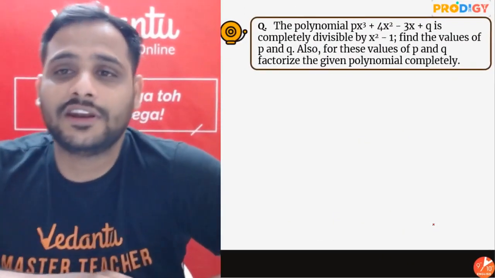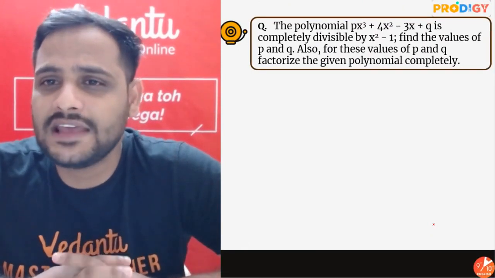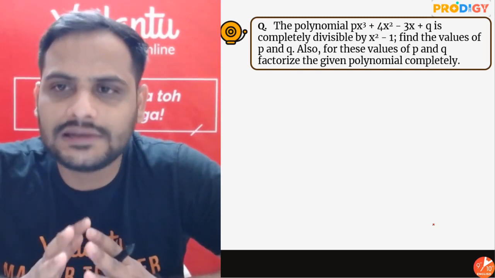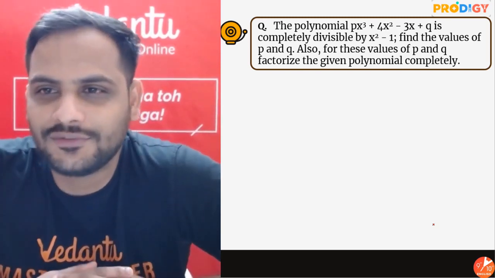Now look at the next question, it is a very good question. The polynomial px cube plus 4x square minus 3x plus q is completely divisible by x square minus 1.